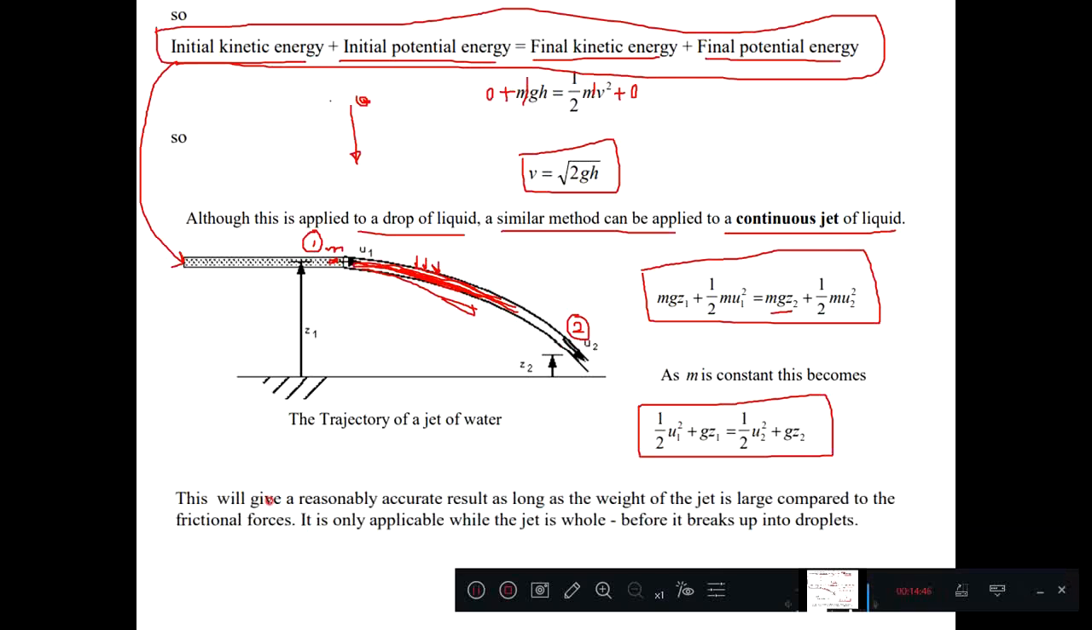Then this will give a reasonably accurate result as long as the weight of the jet is large compared to the frictional forces. So this equation is applicable while the jet is whole, before it breaks up into droplets.